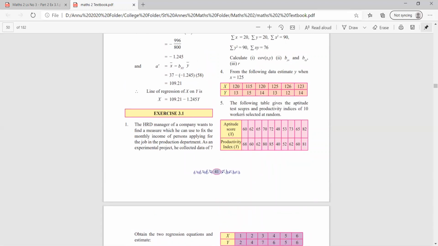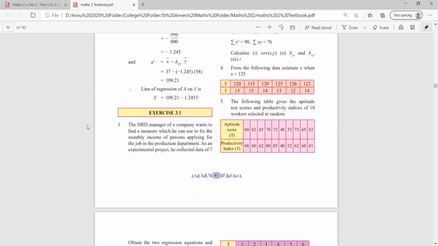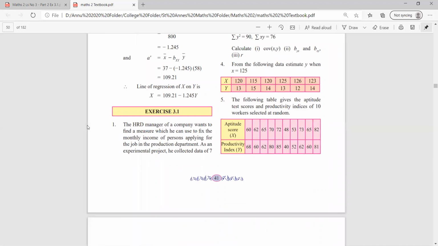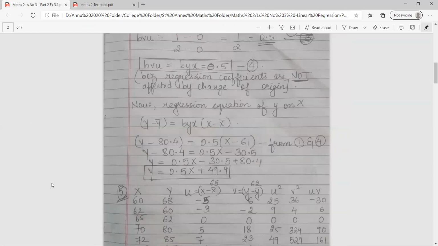Moving forward, we are taking sum number 5 now. So I want you all to read the question and try to understand what is told in the question. The following table gives the aptitude test scores and productivity indices of 10 workers selected at random. So again, class, as you can see, both the values of x and y are greater than 20. So that means it will be very difficult for us to calculate it by the first method. So what do we do? Change of origin.